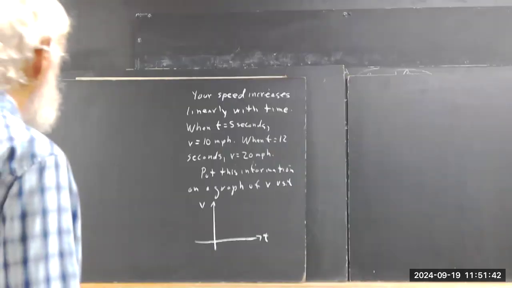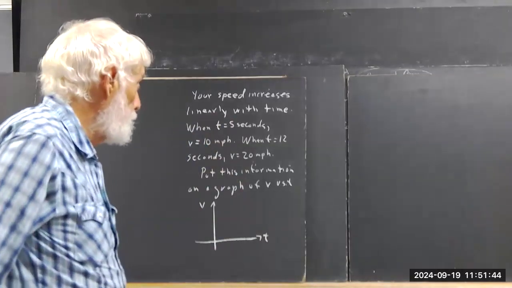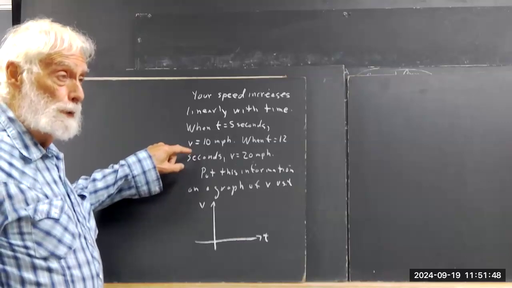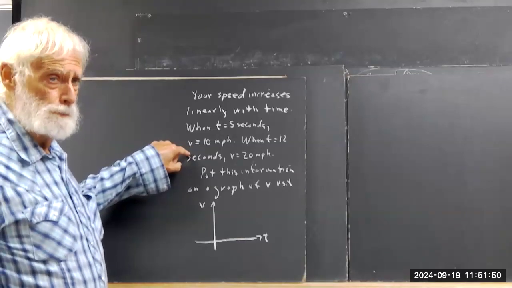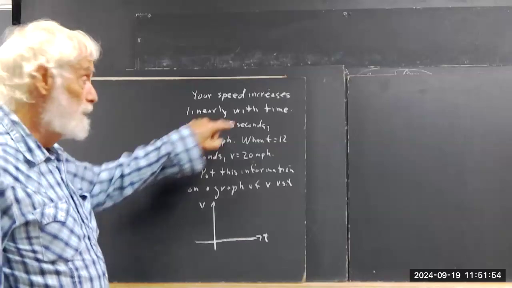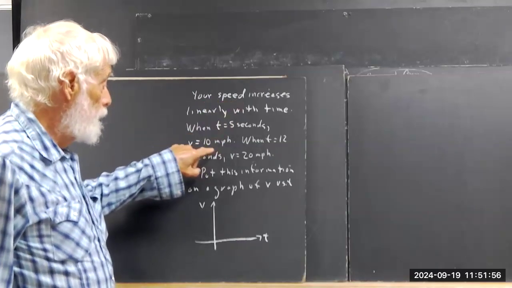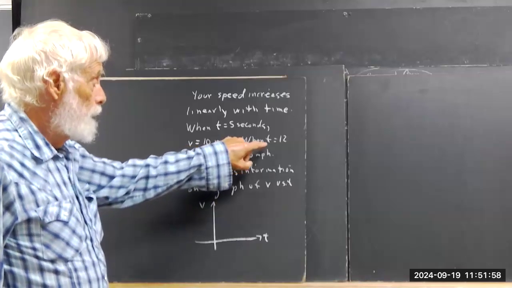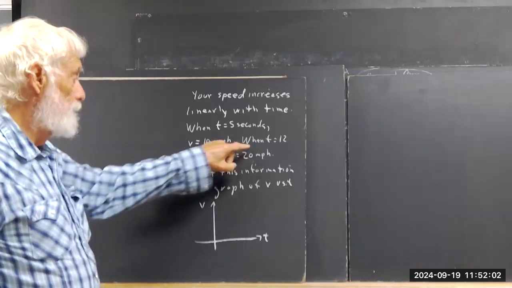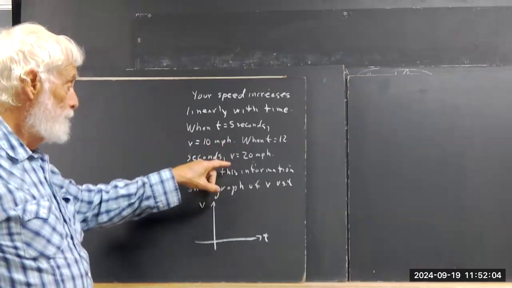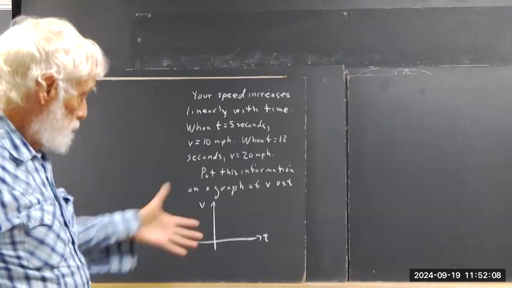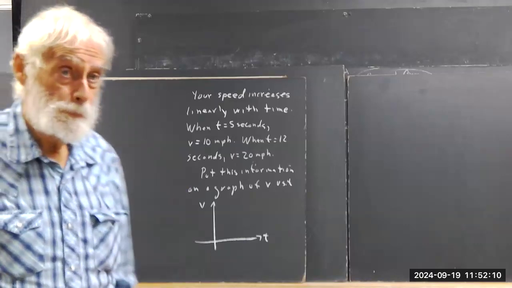The situation is your speed is increasing linearly with time. At t equals 5 seconds, your speed, which I indicate by v for velocity, even though I can't call it a velocity, right now it's just speed, is 10 miles an hour. And when t equals 12 seconds, that means that time is 12 seconds, your speed is up to 20 miles an hour. Okay? Put that information on a graph.